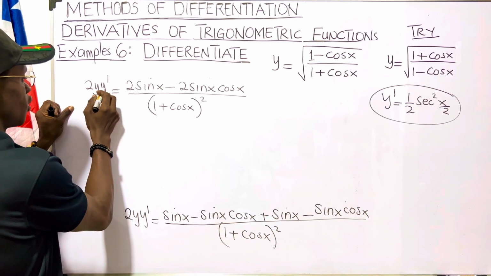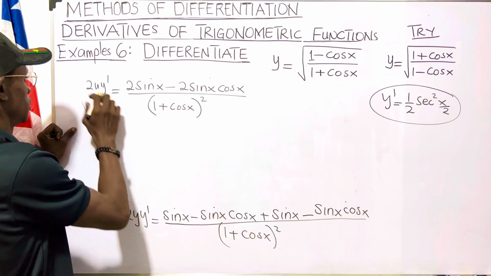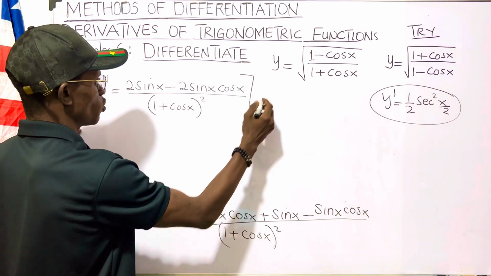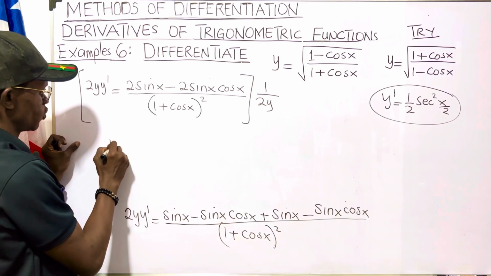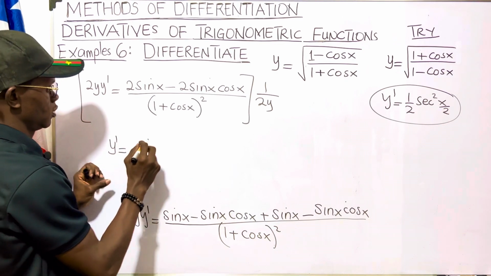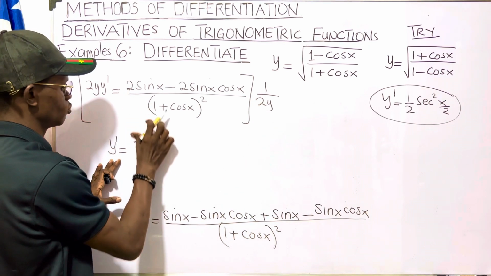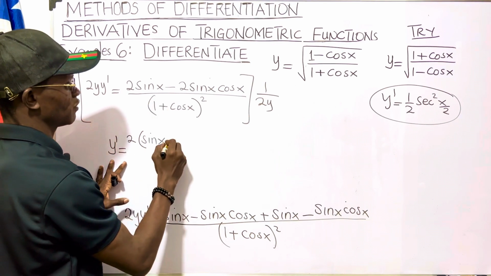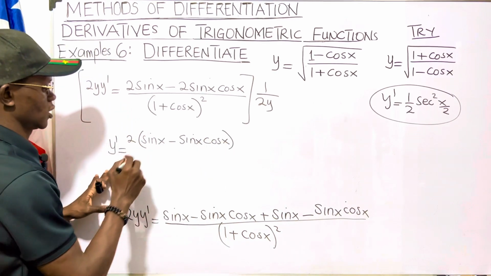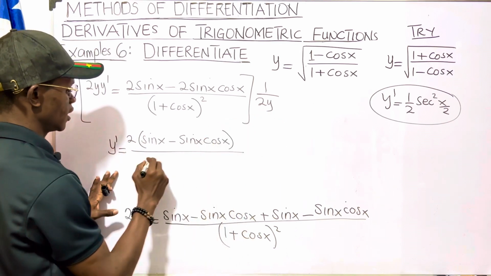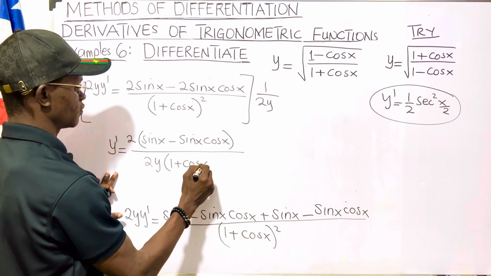So we can solve for y prime. That is, we multiply this whole thing by 1 all over 2y, so that we get rid of 2y from right here. So we have y prime equals 2 sine of x, or we can just factor out this 2. 2 comes outside. You have sine of x minus sine of x, cos of x, all divided by 2y, then 1 plus cos of x all square.